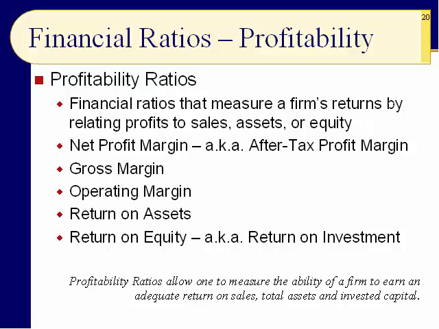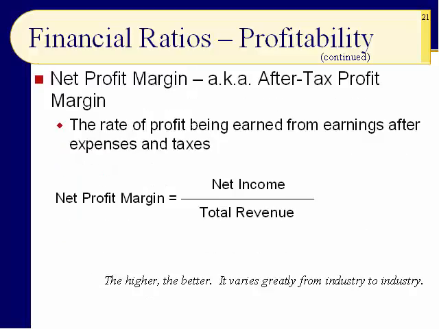And these financial ratios measure a firm's returns by relating profits to sales, profits to equity, profits to assets. They're very popular. There's the net profit margin, also called the after-tax profit margin, gross margin, operating margin, return on assets, and return on equity, also called return on investment. So you ready to get started? Let's take a look. The net profit margin takes our net income, remember that's the bottom line, and it relates it to the total revenue.